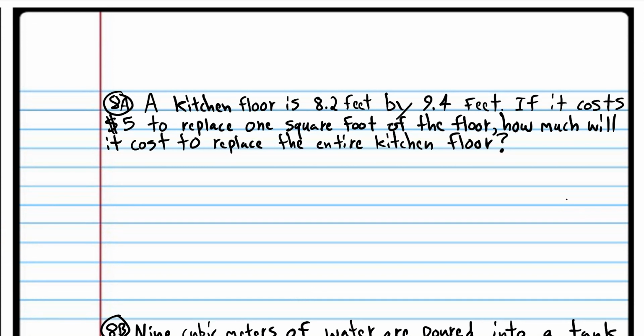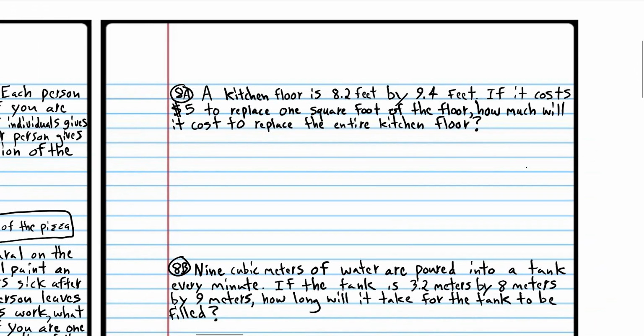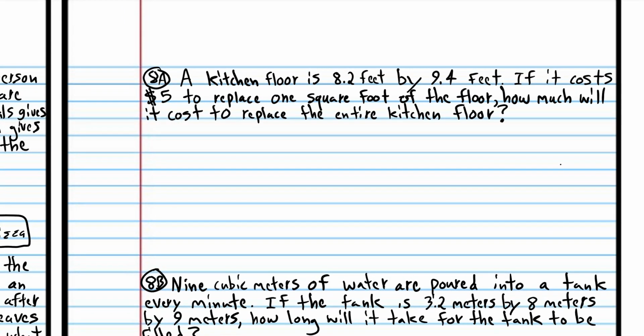All right, so a kitchen floor is 8.2 feet by 9.4 feet. If it costs $5 to replace 1 square foot of the floor, how much will it cost to replace the entire kitchen floor? All right, so we know it's $5 for 1 square foot. The problem is we don't know how many square feet there are. We're only given the dimensions. Now, an important thing to understand here is they don't tell us what shape this floor is. They just say it's 8.2 feet by 9.4 feet. But whenever they don't tell you the shape and they just tell you the 2 dimensions, it's always assumed to be a rectangle. That's an important point.